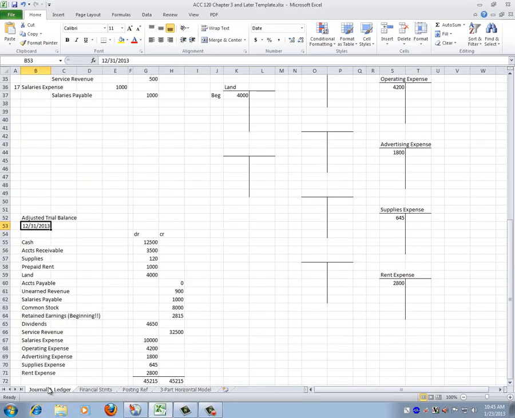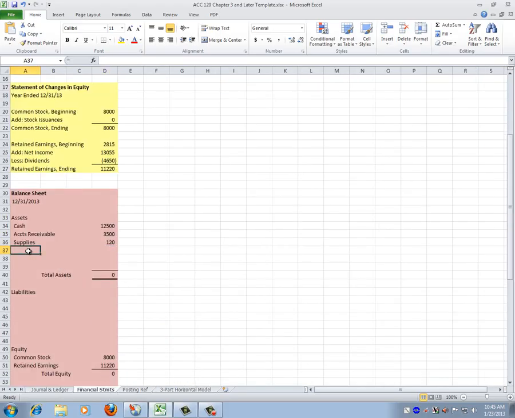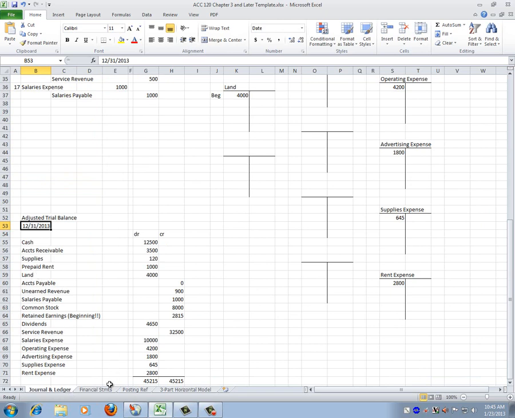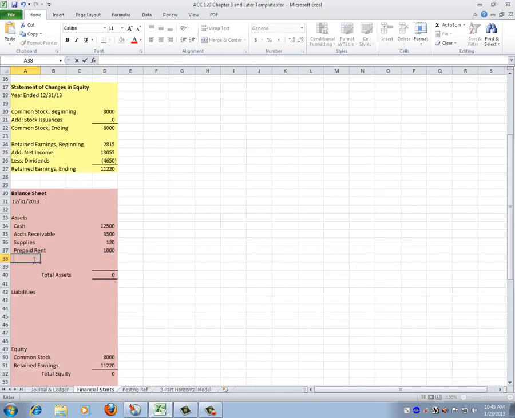And prepaid rent, 1,000 today. And land, 4,000 today. It's historical cost. So let me stick in a formula to sum those up as total assets. 21,120 today. Liabilities, these are the debts we owe.